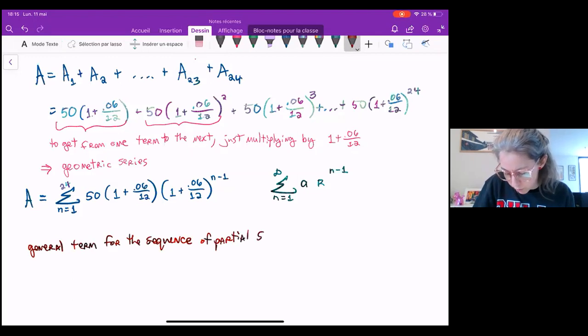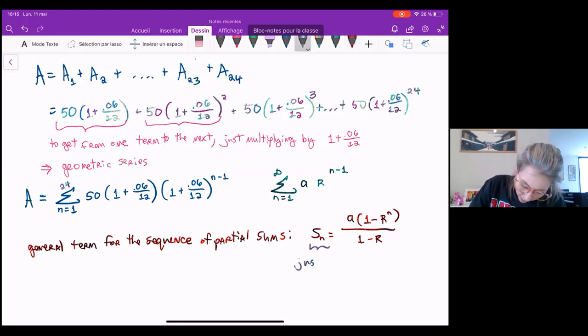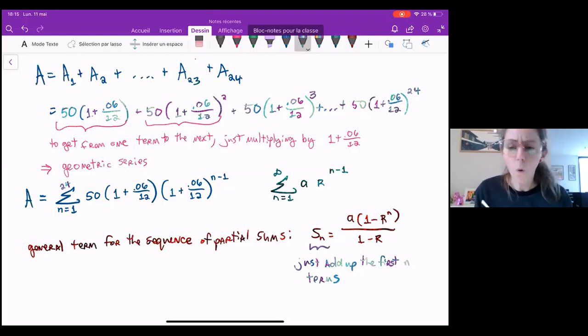We know that the general term is S sub n equals A times 1 minus R to the n, divided by 1 minus R. But remember, the general term for the sequence of partial sums, this S sub n, is saying just add up the first n terms. Well, that's what we're doing here. We're just adding up the first 24 terms of this geometric series.